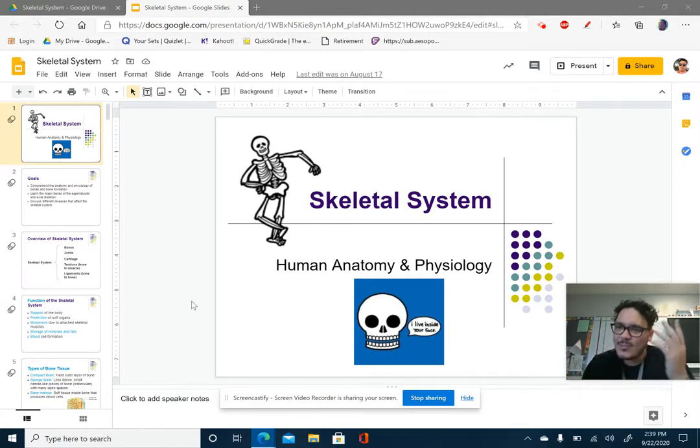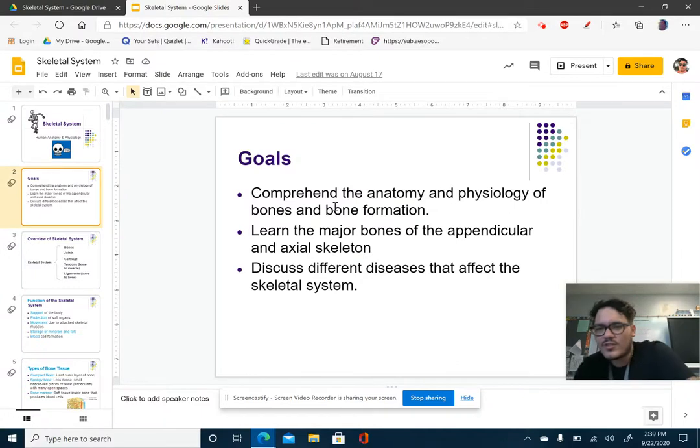And anytime that you can apply multiple senses to something you're learning, you can typically learn it better. You're going to remember it easier, at least from my experience. Okay, what are the goals for this unit? Comprehend the anatomy and physiology of bones and bone formation, learn the major bones of the appendicular and axial skeleton, and then discuss different diseases that affect the skeletal system.